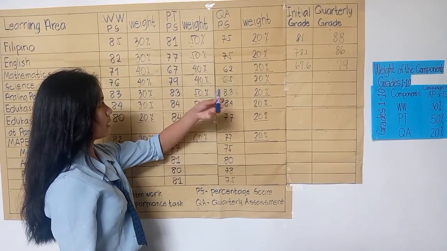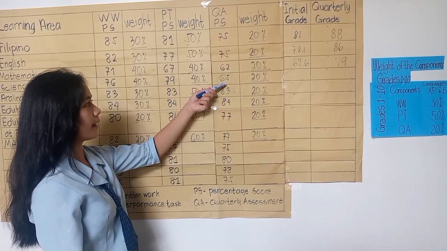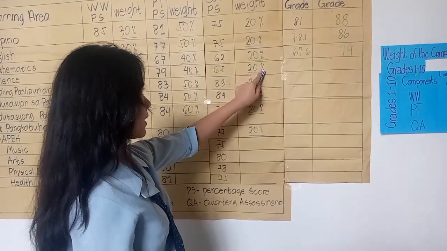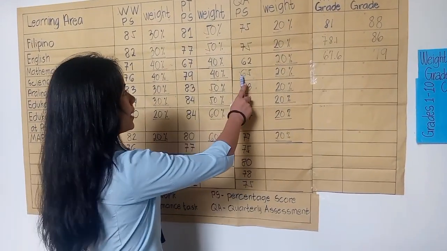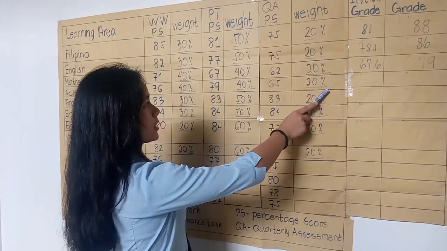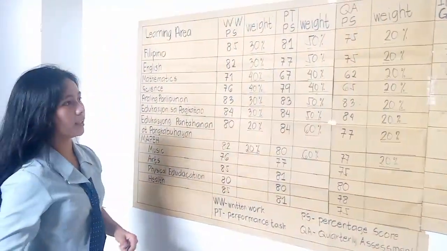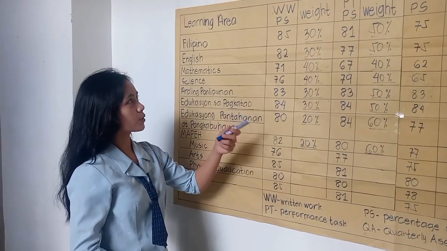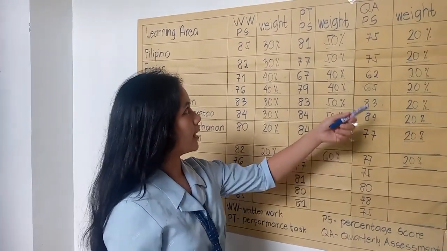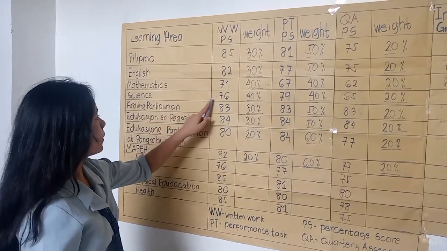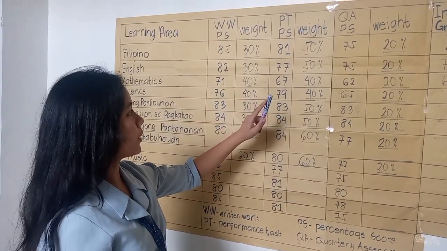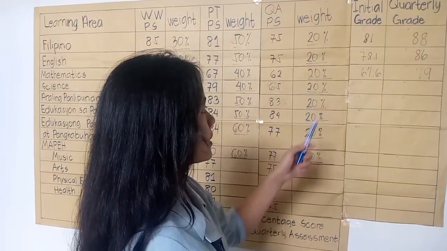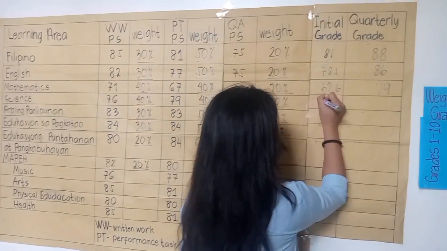And then the quarterly assessment percentage score is 65. And then the weight of component based from the table is 20%. To get the weighted score, multiply 65 times 20%, it equals 13. And to get the initial grade, add the written work, the performance task, and the quarterly assessment. So 30.4 plus 31.6 plus 13 is equal to 75.